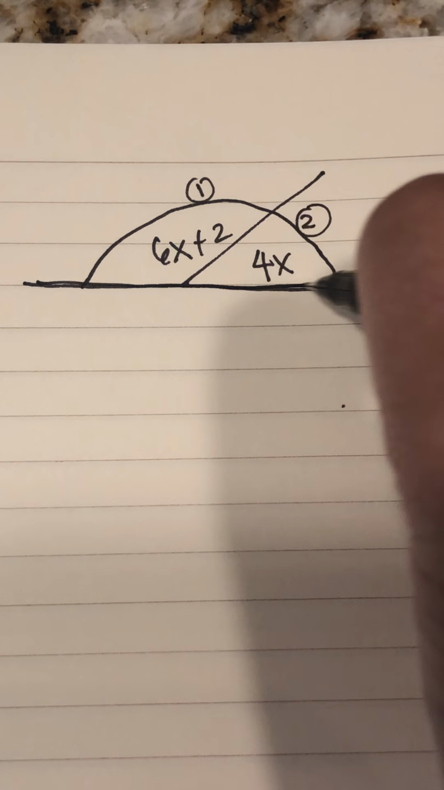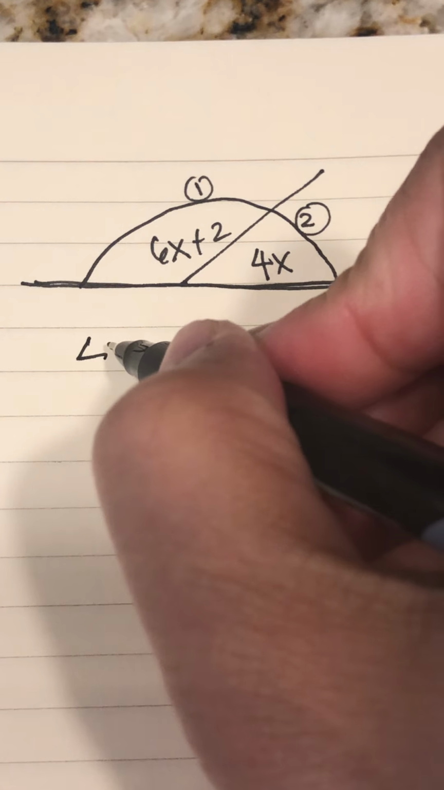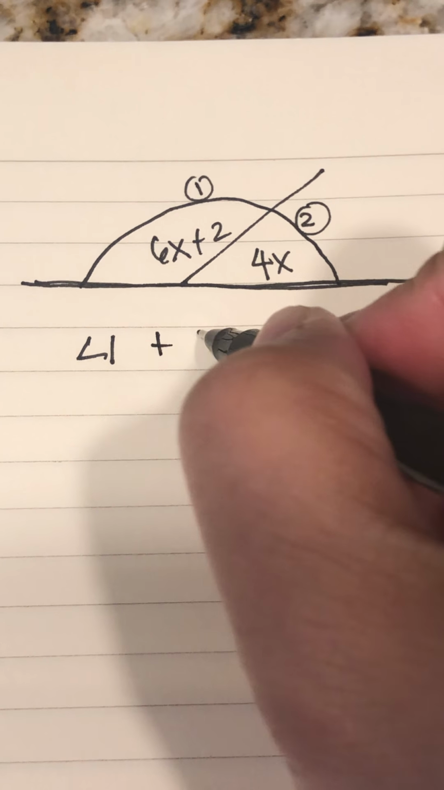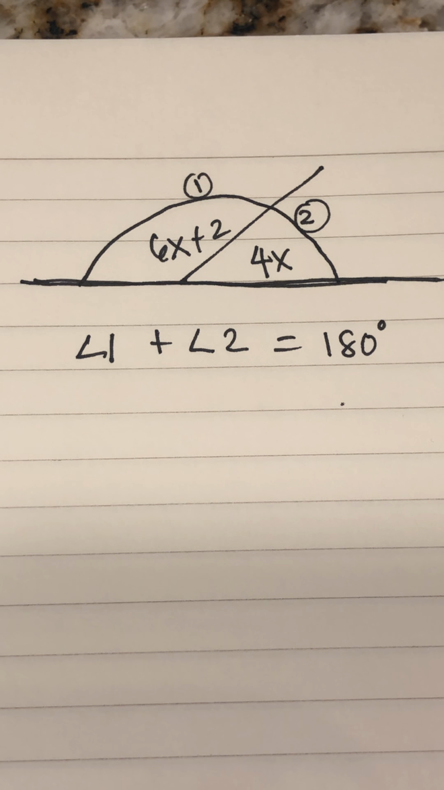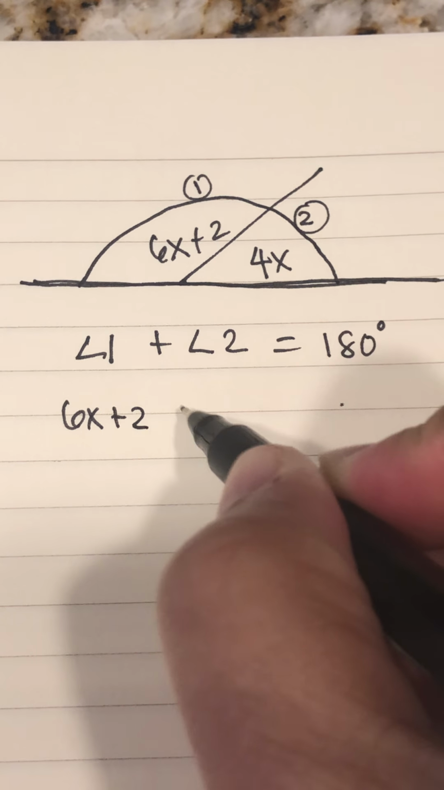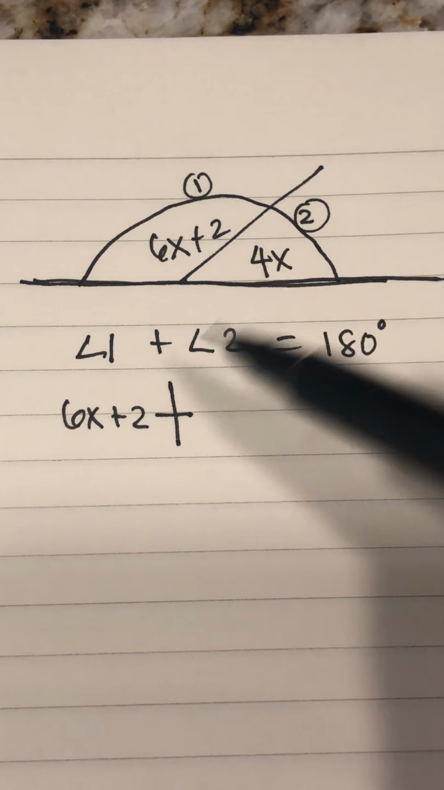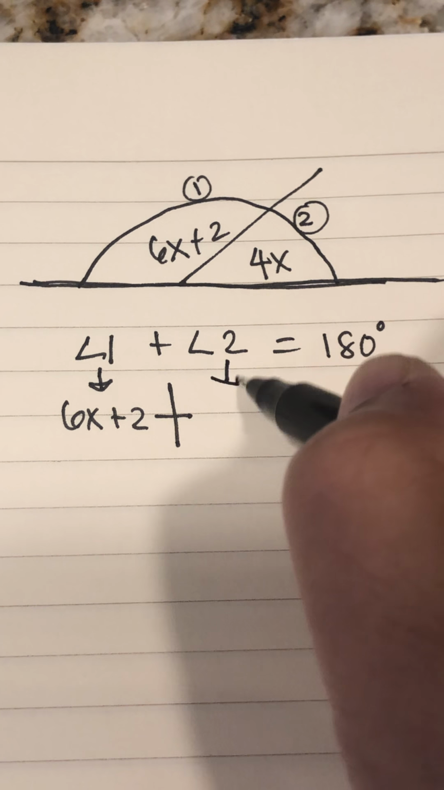Okay, so together, if I'm going to add their angles, they form a straight line. So now I know that this is supplementary and therefore they add up to 180 degrees. So I know that my angle 1 plus my angle 2 is equal to 180 degrees. Okay, now what is the expression we use for angle 1? 6x plus 2 plus, I put that big plus there so you know that I'm just substituting the expressions for angle 1 and angle 2.